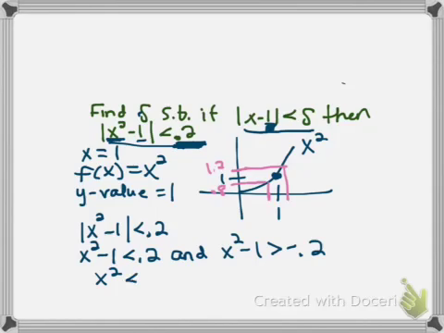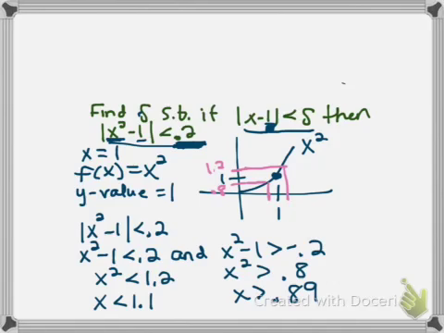I'd say x squared is less than 1.2. I'd take the square root of that, and I would get x is less than 1.1, rounding. Over here, I would add 1, I'd get 0.8. Take the square root of that, and I'd get 0.89. Now, what do I do with this? Well, I need to know how far from 1 I am. So now, interesting, over here, 1.1 to 1 is 0.1. And on this side, it's 0.11.